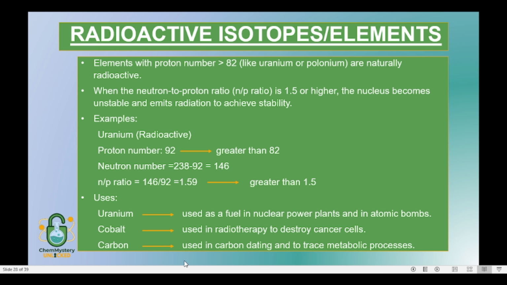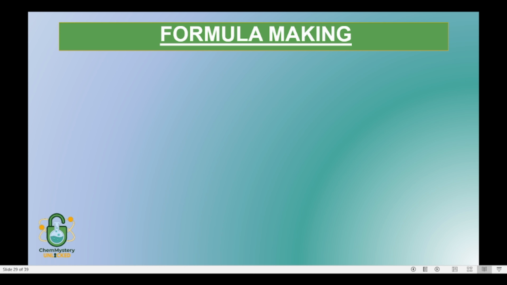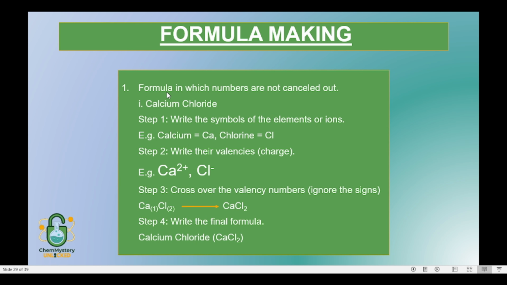Now we will be moving on to formula making. The first one is formula in which numbers are not cancelled out. Numbers cancel out नहीं होते हमारे पास. For example, we have calcium chloride. Write the symbols. In step 1 we write the symbols of the elements or ions. Step 1 में हम लोग symbols लिखते हैं elements के या फिर ions के.